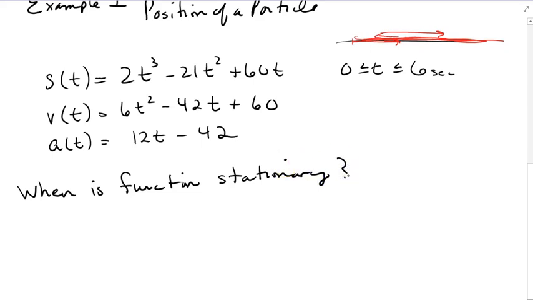Well, when is it not moving? Well, clearly it's not moving at time 0 because it needs to start, right? And since we're only going to 6, it's not moving at time 6. So we've got 0 and 6.